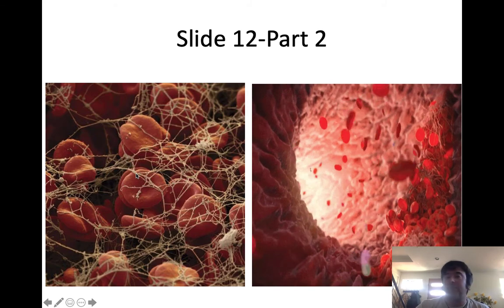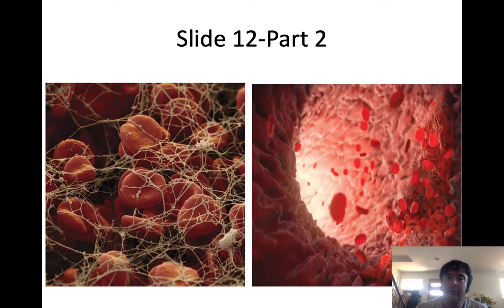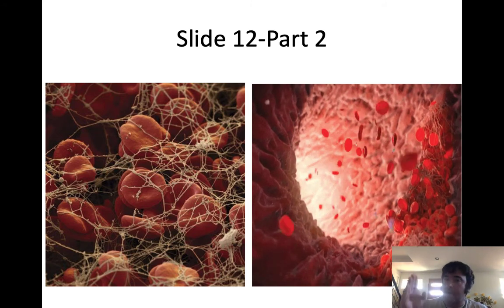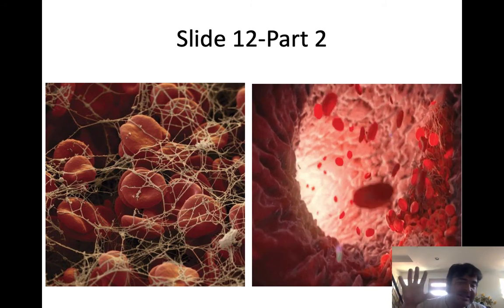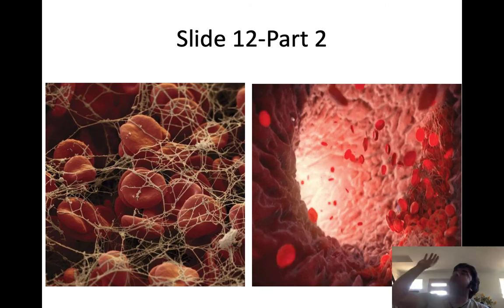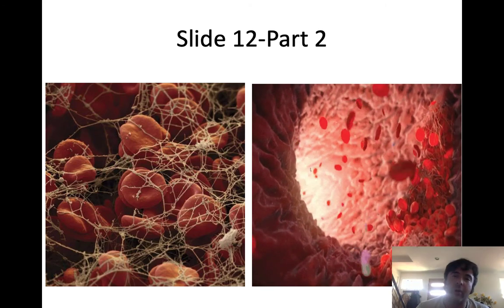Fibrinogen is also synthesized in the liver. So fibrinogen, which is absolutely necessary because it's the final step of a blood clot, it's necessary to form a blood clot, is also synthesized in the liver. The liver plays a hugely important role in the clotting of blood.